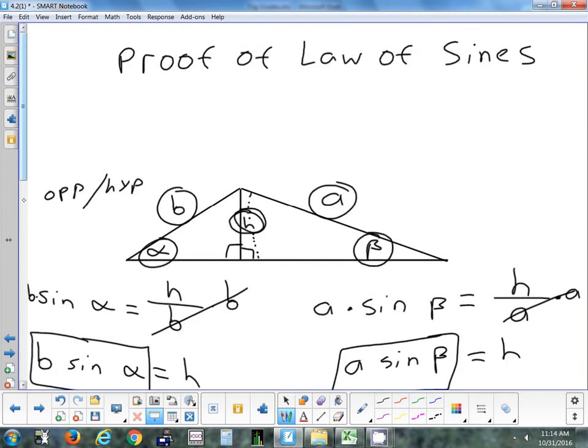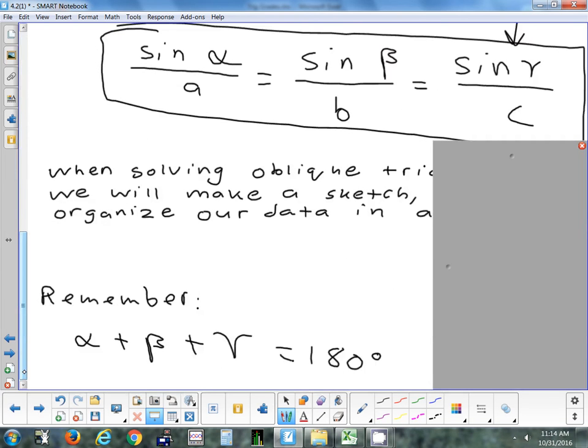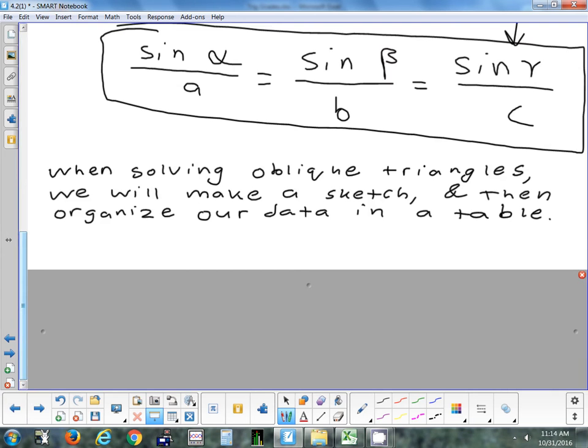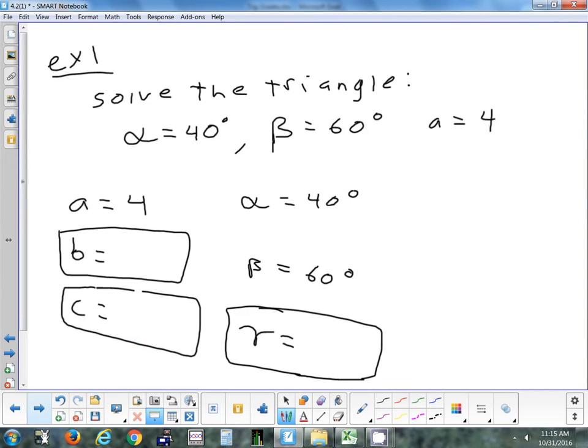All right, so we've got the law of sines. Another thing we're going to do, which you guys are already used to from 2 weeks ago, we're going to make a table to organize all our information. So in the table, what we'll do is we'll put the 3 sides in one column and the 3 angles in another column, just like this. Okay, so that's how we'll set up our table.